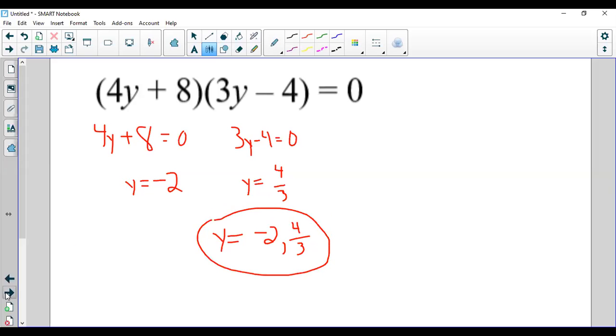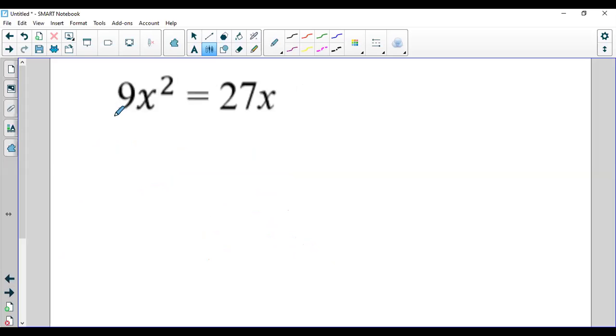Okay. Not so good this time. Doesn't equal 0, so I have to make it equal 0. I can either move this 9x squared to the right or move the 27x to the left. I'm going to move the 27x to the left. So I'd subtract it from both sides. So now 9x squared minus 27x is equal to 0.